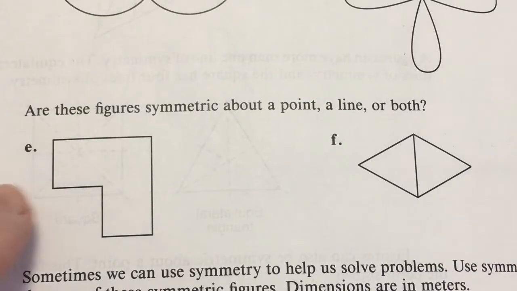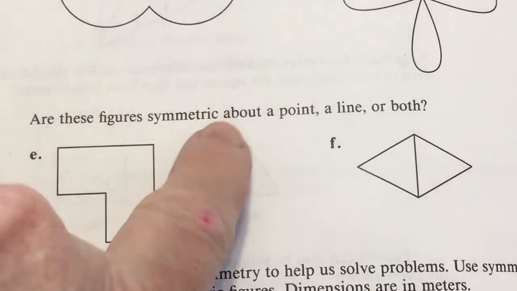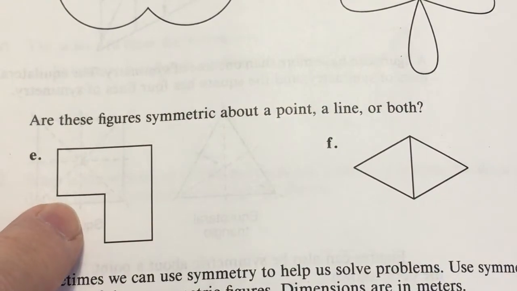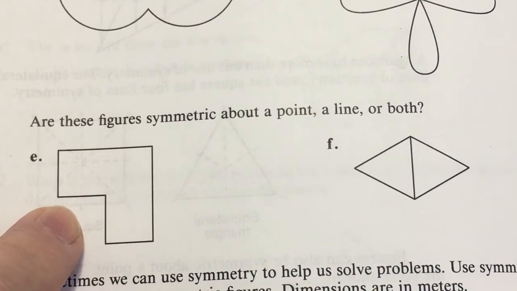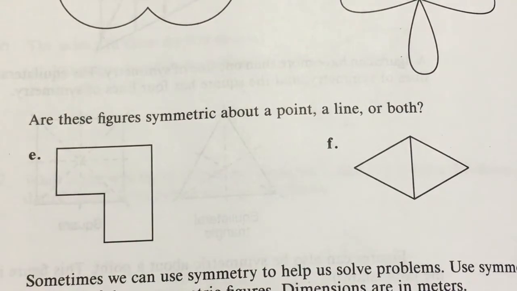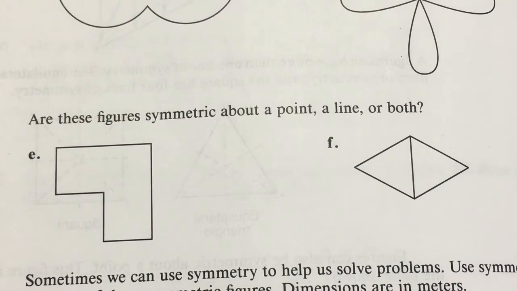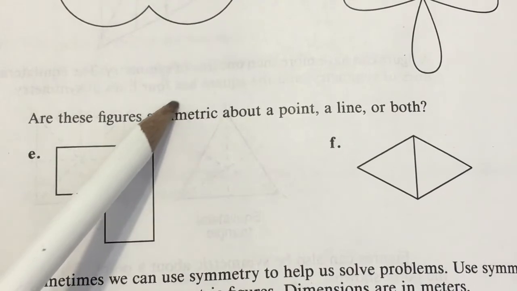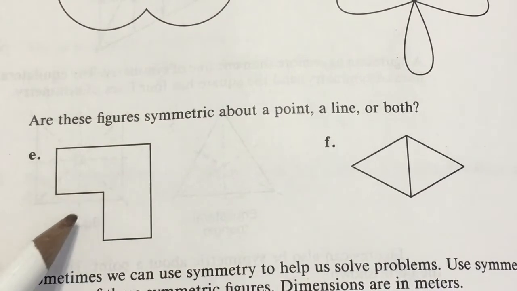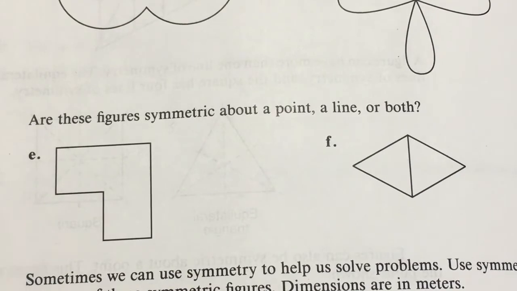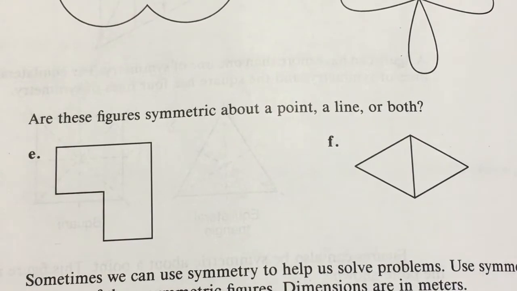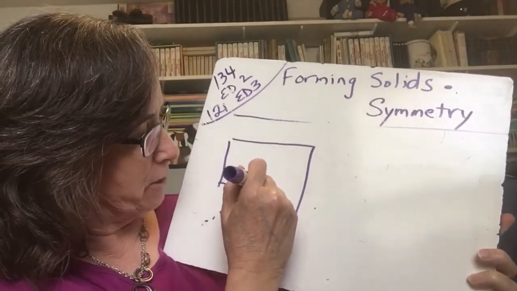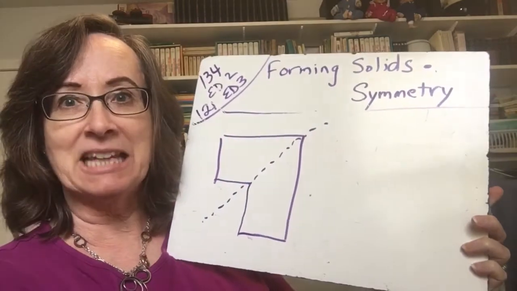Okay, so the next example or practice is, are these figures symmetric about a point, a line, or both? So this one right here, can we make a line of symmetry? Well, if we drew a line right from here through here, wouldn't the figure fold on itself? Okay, so would the figure be symmetric about that line?